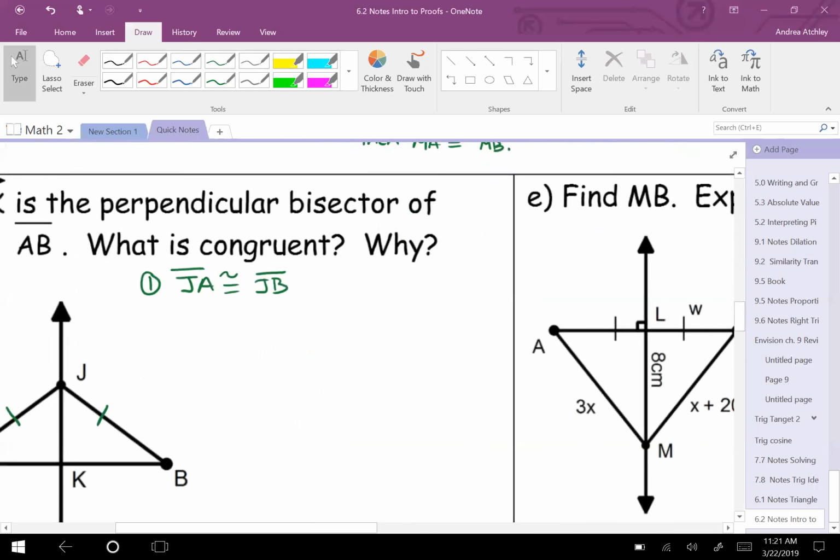Okay. And I'm going to abbreviate because that's nice. I'm going to do the sign for perpendicular. Bisector theorem. Perpendicular bisector theorem.